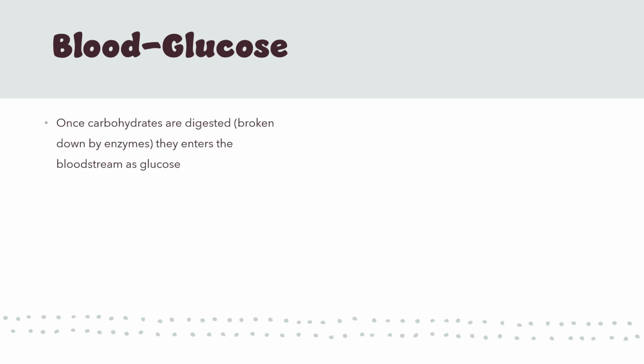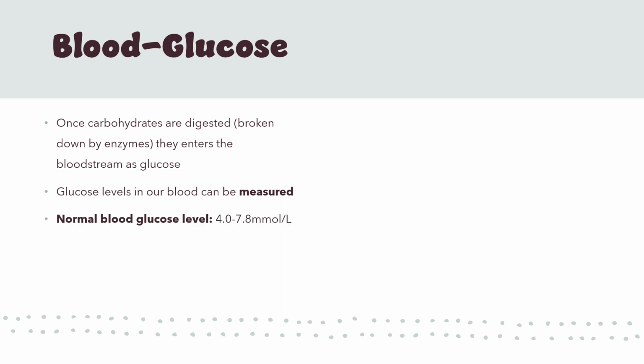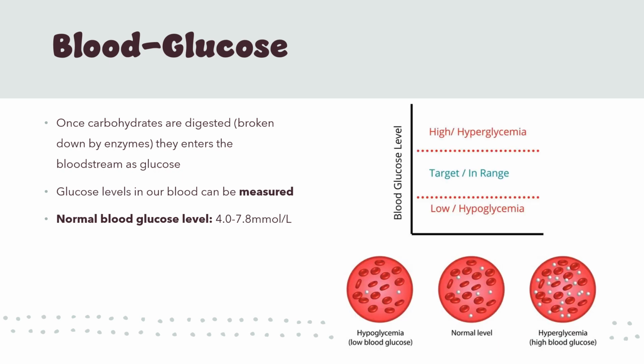So let's look at blood glucose. Once our carbohydrates have been digested, broken down by enzymes, they enter the bloodstream as glucose. And our glucose levels in our blood can be measured. Our normal blood glucose level is about 4.0 to 7.8 millimoles per liter. So we have our target or optimal range. Above this optimal range, we will have hyperglycemia. So hyper means high.